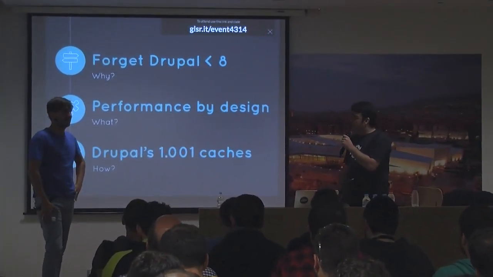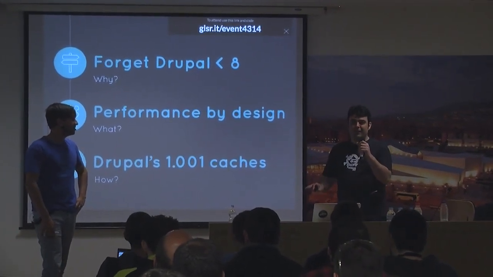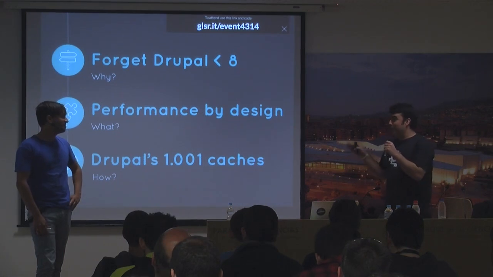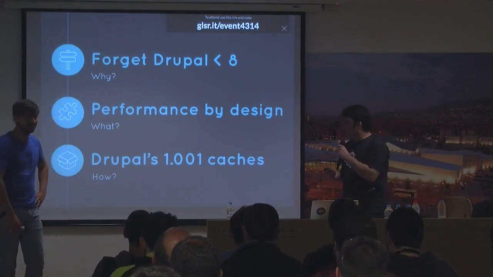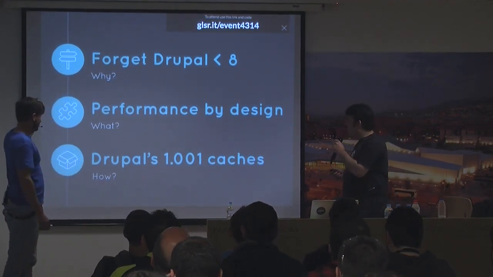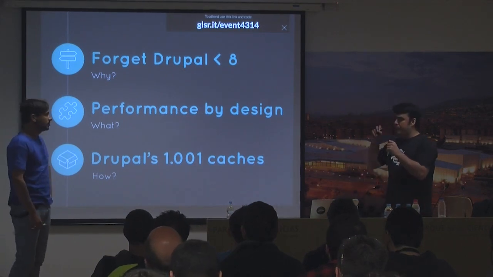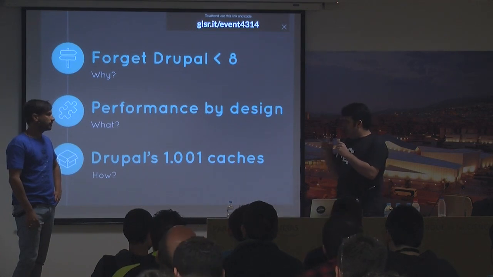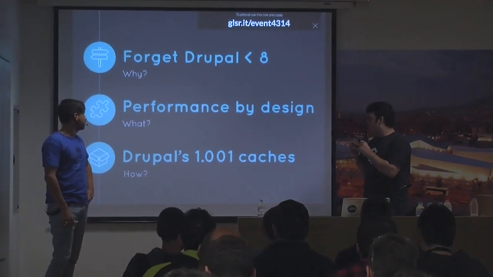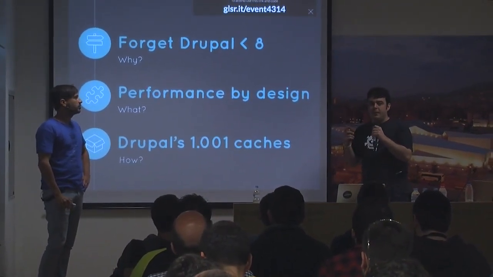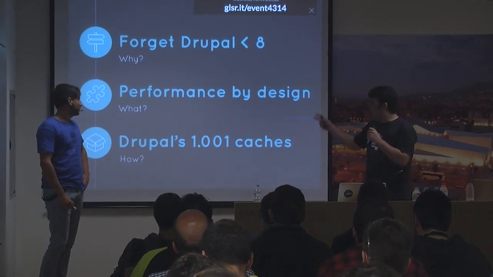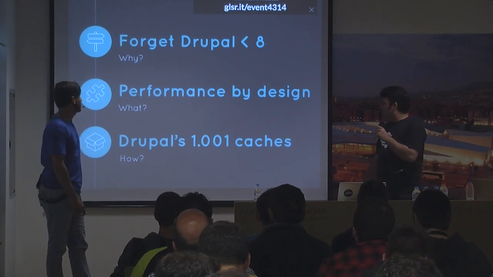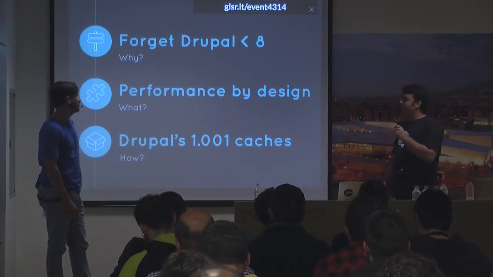Okay, little summary of the presentation. Let's forget Drupal before 8. Caches are not like they used to be. Drupal 8 is great for performance because it is in the very design, in the very bones of Drupal 8. Drupal still has a complex cache system. I say it has 1,001 caches. And we'll try to show you some of these.